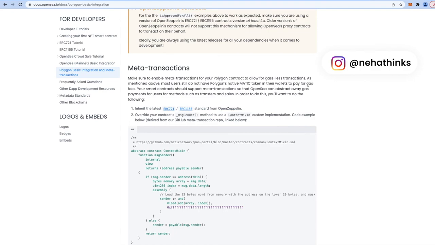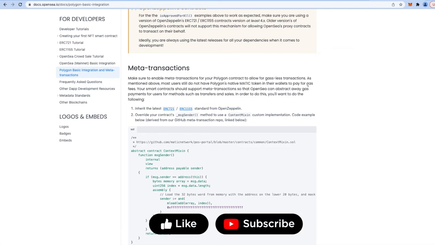Now, as I said in the starting of the video also, the next video is going to be a tutorial on how to actually obtain wrapped ETH in your Polygon wallet so that you can buy Polygon NFTs. So stay tuned for that video.